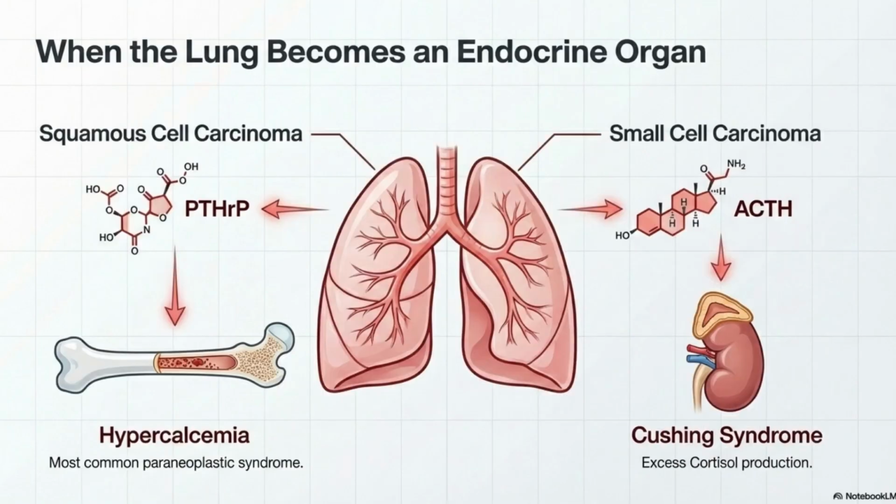Hypercalcemia. It is the most common paraneoplastic syndrome caused by parathyroid hormone. It is seen in squamous cell lung cancer. Cushing syndrome. It is due to excess ACTH seen in small cell lung cancer.